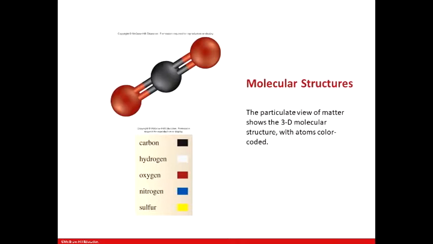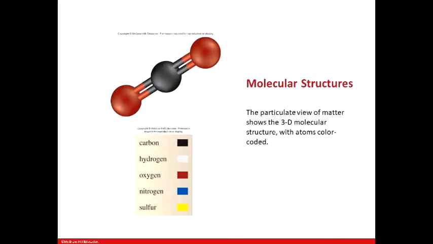So here's another picture of how we look at molecular structures. The particular view of matter shows a 3D molecular structure with atoms color coded. These color codes were defined by this particular author or really by convention. A lot of people follow this convention. If you had invented it, you would have used a different color code. But this is the one that this author has adopted, and we tend to use this as a color code for us. So we are all accustomed to and can actually use a similar system.